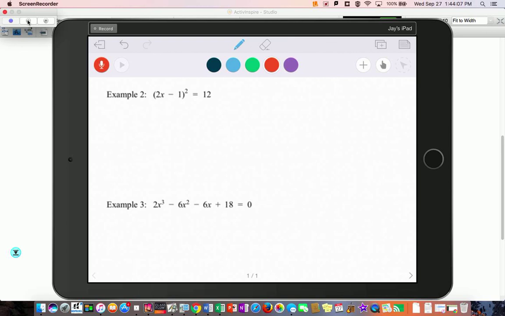The next one, you can FOIL the parentheses if you want. 2x minus 1 times 2x minus 1. Bring the 12 over and work with the quadratic. I'm going to square root both sides.